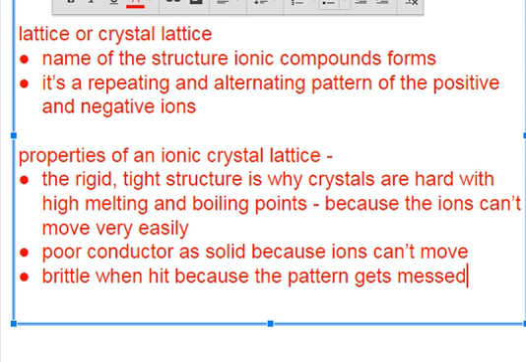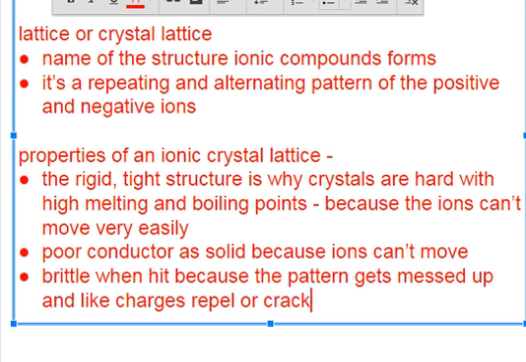Because when you hit it with a hammer, now you don't have alternating positive and negatives. You have a bunch of positives by each other and a bunch of negatives. So I'm just going to say it's brittle when hit because the pattern gets messed up. And like charges repel or crack the crystal.